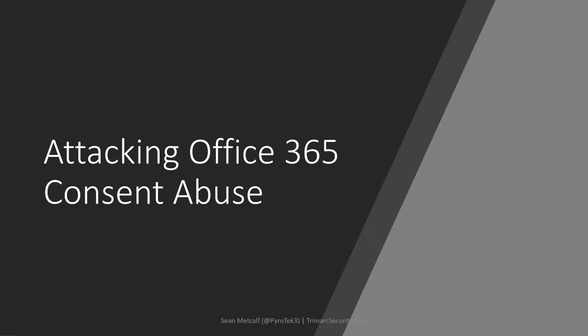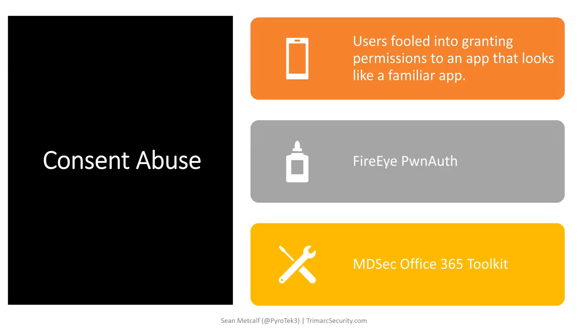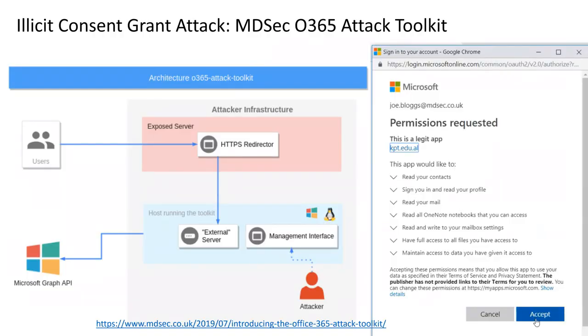Consent abuse. This is an interesting attack which involves OAuth consent. So users are fooled into granting permissions to an app that looks very familiar. It makes them feel like they need to use this, or they should be using this, or it's required by their company. There's two primary toolkits that I've been able to find for this: FireEye's PwnAuth and MDSec's Office 365 toolkit. And I'll show the graphic from MDSec because they were nice enough to provide a graphic on their website that covers this. And so you can see that the users connect to an HTTPS redirector that connects to an external server that's hosting the toolkit.